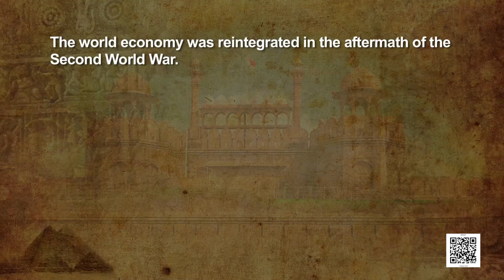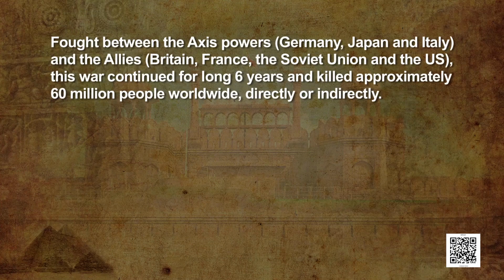See how the world economy was reintegrated in the aftermath of the Second World War. And this was again a war which was fought over a long period of time, almost 6 years. This was again a war which split the world vertically. On the one side, you had the Axis powers consisting of Germany, Japan and Italy. On the other side, you had Britain, France, the Soviet Union and the United States of America.